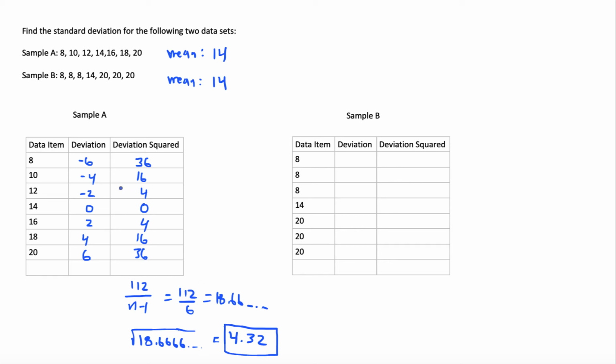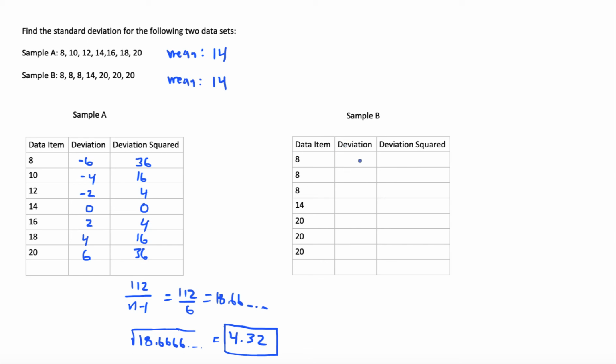That is the standard deviation of this data set. It tells us the spread of the data. By itself it tells us a couple of things, but let's take a look at sample B and find its standard deviation to see how that compares. Just by looking at this, would you think the standard deviation of sample B is bigger than 4.32 or less than 4.32? We can figure out the answer just by looking at how these values are spread compared to these values. Remember, the mean is the same. The mean is 14.